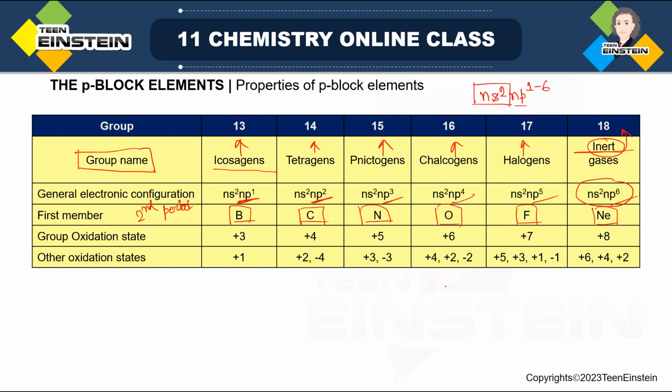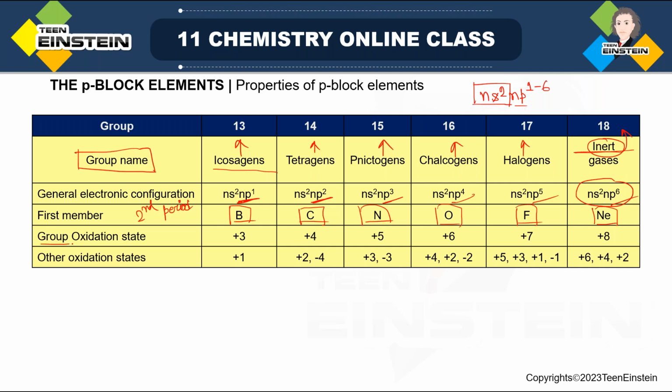Now, why have we mentioned specifically the first member? It is because when we actually go into the details for each group, there you will see that the first member for each group in p block behaves differently from the other members of that particular group. So if I consider boron, it will behave differently from the other members like aluminium, gallium, okay? So this is the reason we have specifically mentioned the first member.